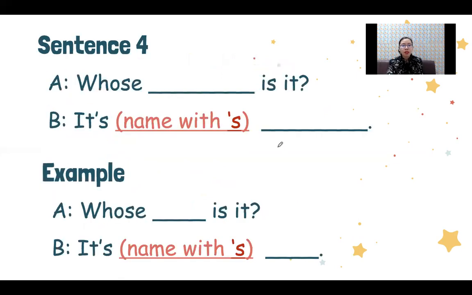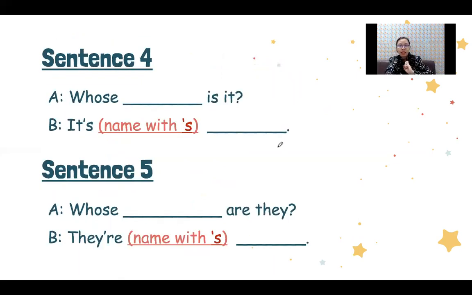All right. So let's proceed with our two more sentences. In these two sentences, sentence number 4 and number 5, you're going to ask who owns the thing. So for example, whose pencil is this? Whose eraser is it? Whose pen is it?